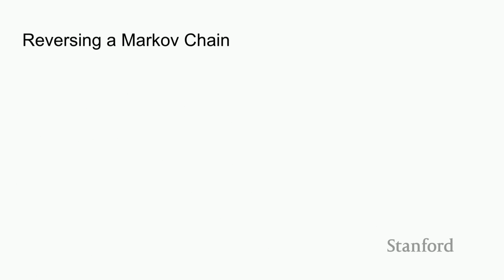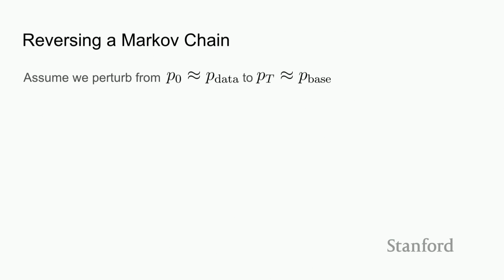And so the question here is, okay, now we have a way of going from data to noise. We also have a way of estimating the intermediate ratios. What can we do with this? Well, the idea here is we can reverse the diffusion process. So if we go from P0 to PT, which is P data to P base, roughly speaking, the idea is, can we go back from P base back to P data? And actually, there is a way of doing this.